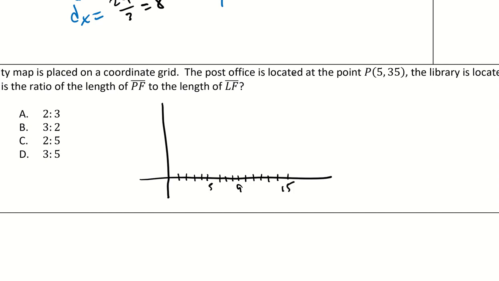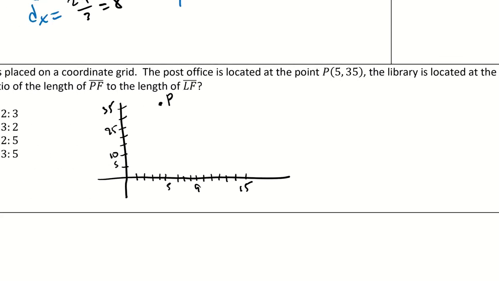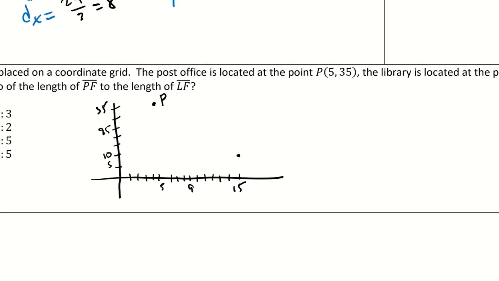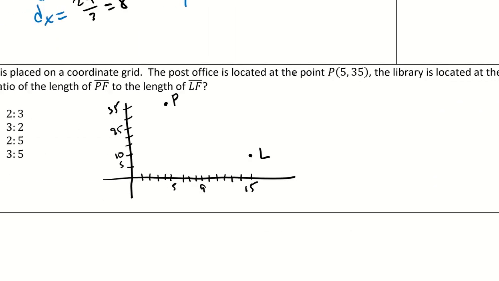And I'm going to go by 5s on the y-axis, and the reason being is that we want to make sure that we have enough space on the paper because there are some big coordinates for the y. So 5 and 35, that's P, that's the post office. The library is located at 15, 10. And the fire station is between them, at 9, 25.